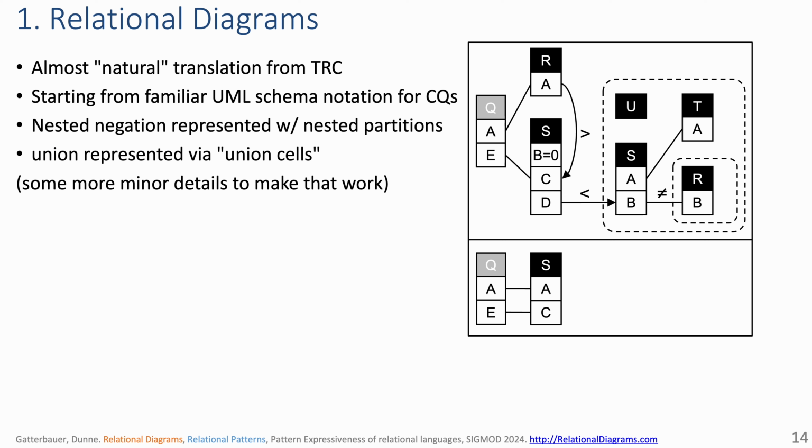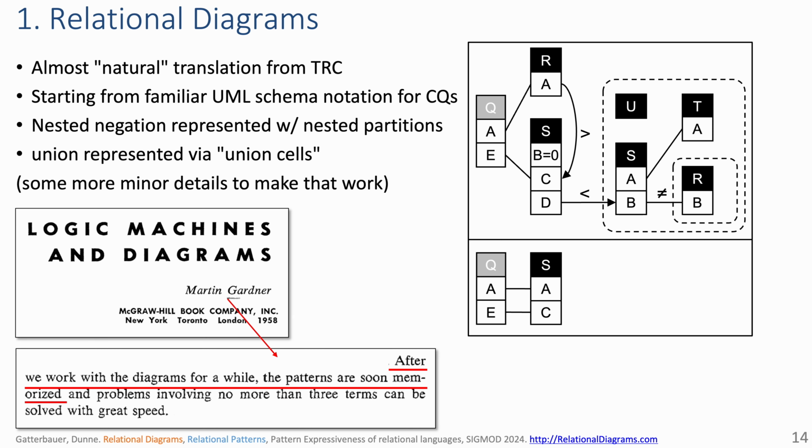In summary, relational diagrams allow a pretty natural translation from tuple relational calculus, which we just illustrated here with SQL. We start from a very familiar UML notation for conjunctive queries. We represent the negation scopes with hierarchically nested dashed rectangles and disjunctions with union cells. So we've asked the famous mathematician Martin Gardner to comment on our diagrams, and he stated in his book, after you work with the diagrams for a while, the patterns are soon memorized.